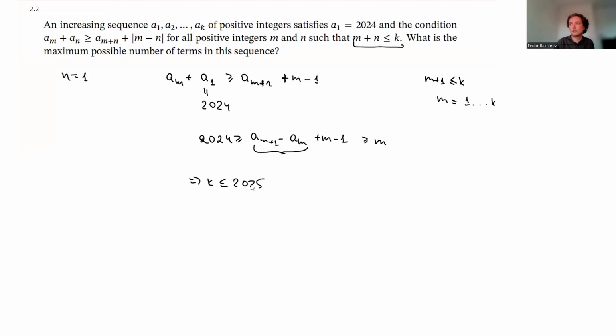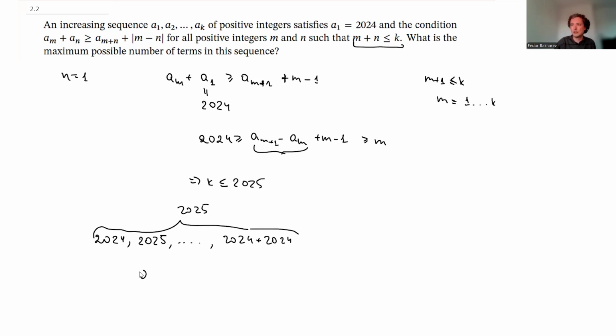Since we see such an inequality, one of the basic ideas here is to test some simple sequence. The simplest sequence in this case is just an arithmetic progression with difference 1. So we could start with 2024, then write 2025, etc., up to 2024 plus 2024. And here we'll get exactly 2025 numbers.